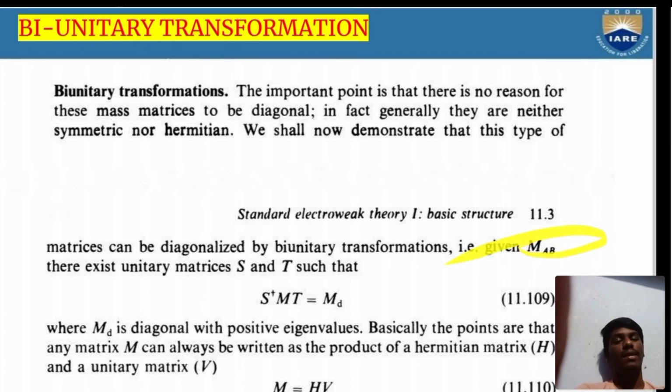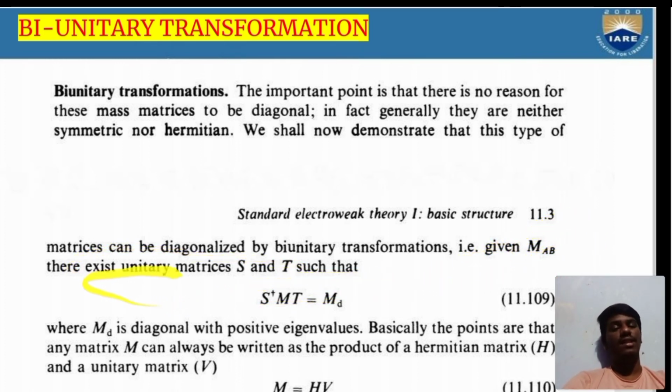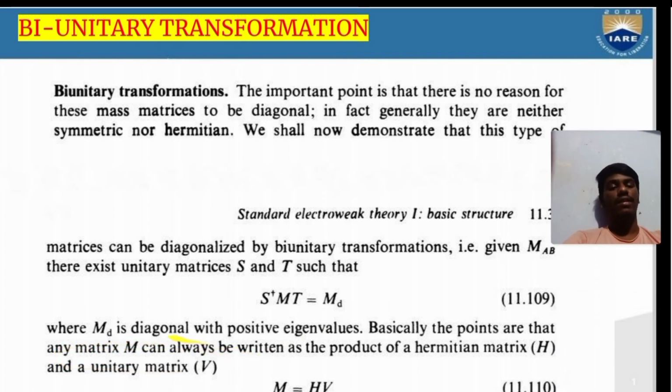For a given matrix M, there exists a unitary matrix S and T such that S†MT is equal to M_D, where M_D is diagonal with positive eigenvalues. Basically, any matrix M can always be written as the product of a Hermitian matrix H and a unitary matrix V, where M is equal to HV.